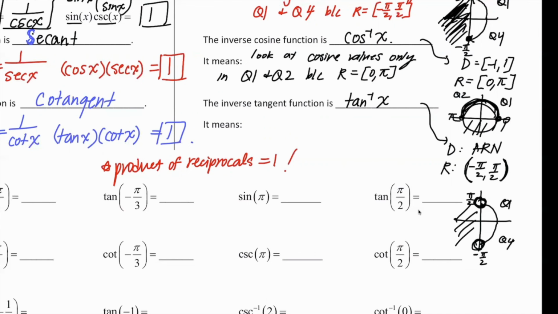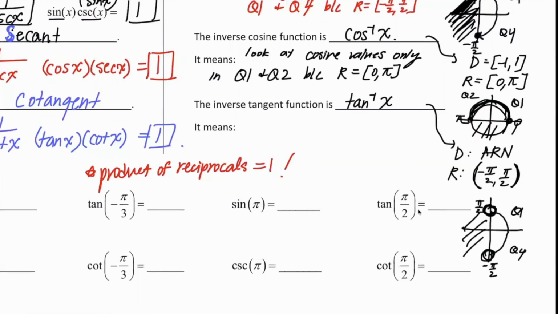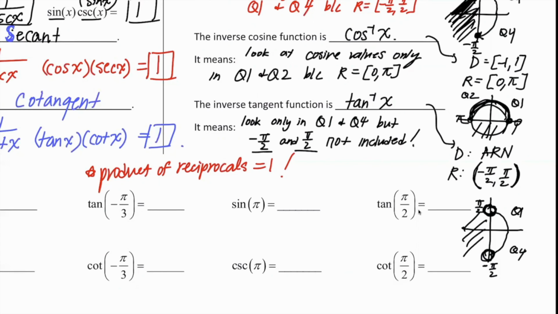So I'm going to say it means you should only look at quadrant 1 and quadrant 4, but negative pi over 2 and pi over 2 not included. So pi over 2 and negative pi over 2 are not solutions. They should always be taken out from your answers. They cannot be your solutions, okay?